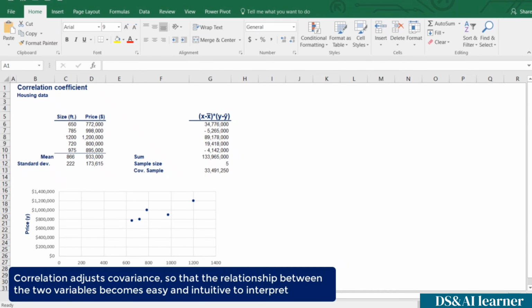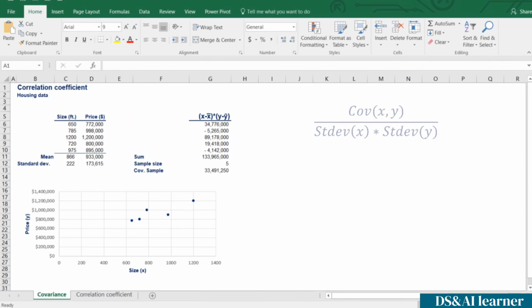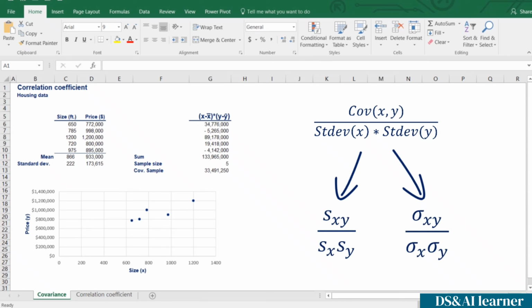Correlation adjusts covariance so that the relationship between the two variables becomes easy and intuitive to interpret. The formulas for the correlation coefficient are the covariance divided by the product of the standard deviations of the two variables. This is either sample or population, depending on the data you are working with. We already have the standard deviations of the two datasets. Now, we'll use the formula in order to find the sample correlation coefficient.